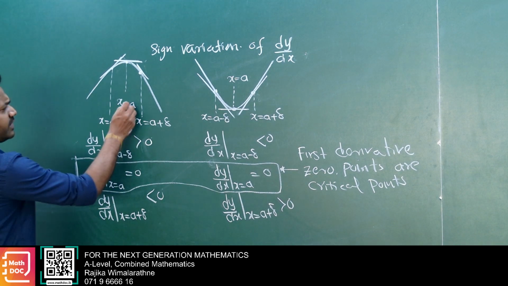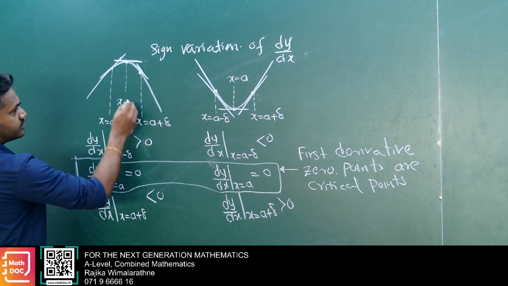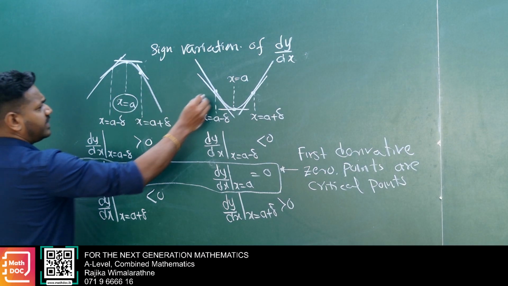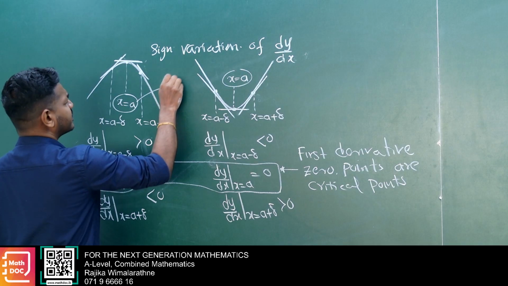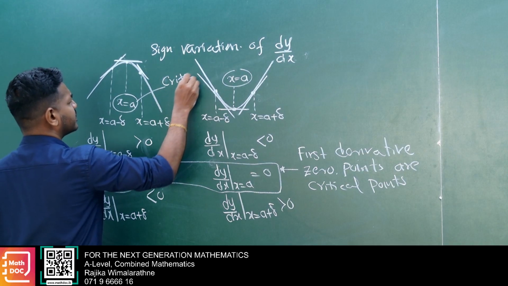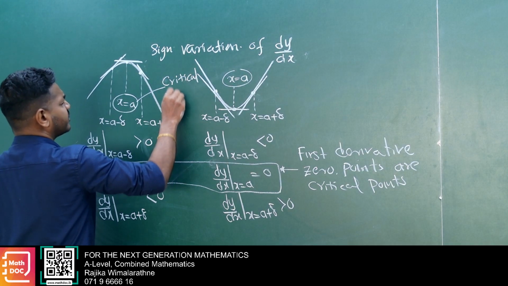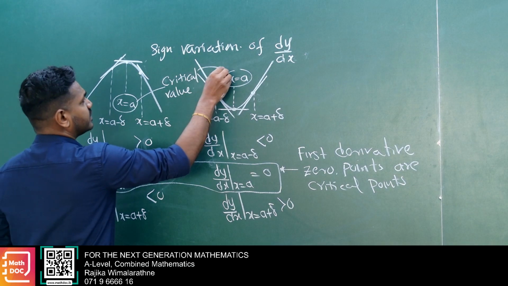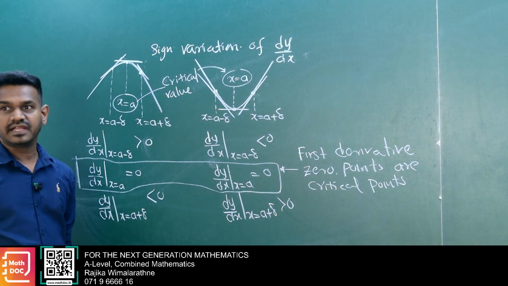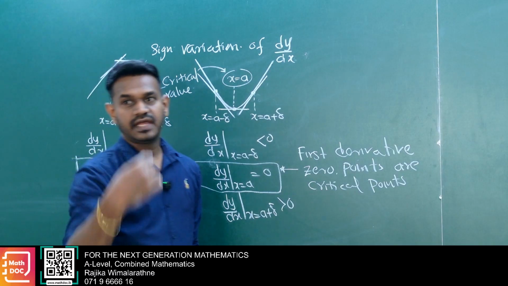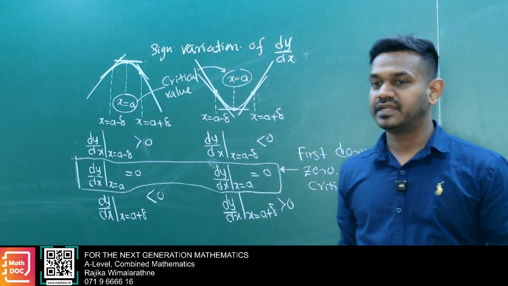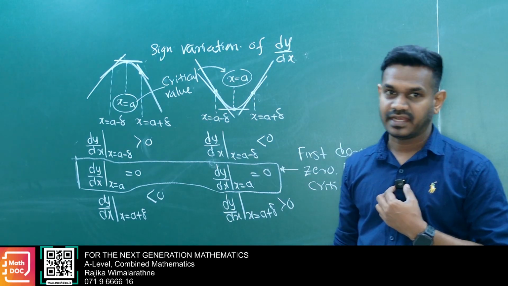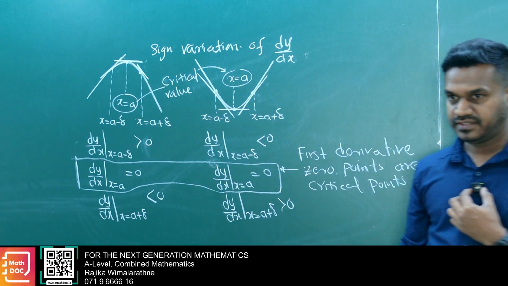Then here, especially a value we call the critical value. Here x equals a, no? We say that is the critical value. X equal a means derivative 0 position. X equals a position is the critical value, then the corresponding point is the critical point. That's how we analyze.